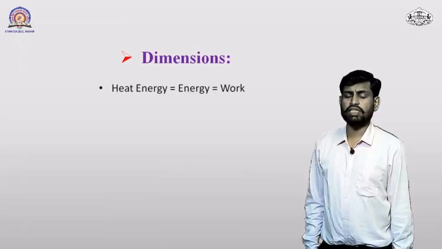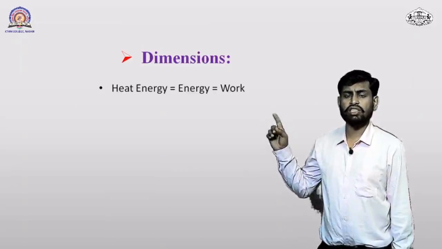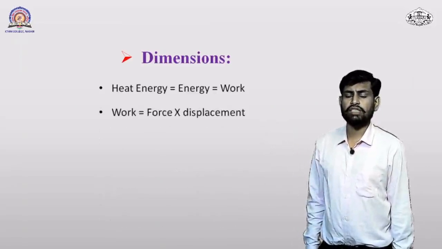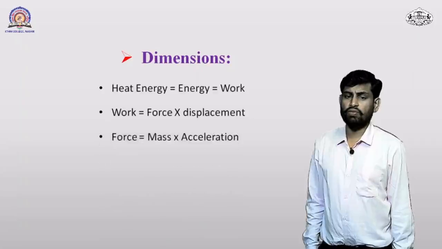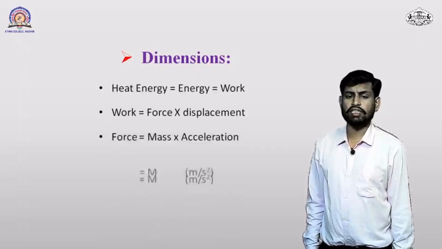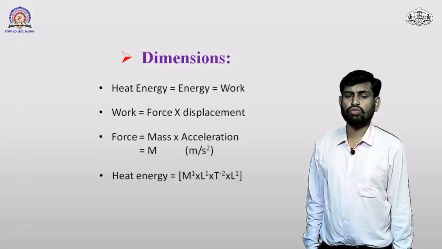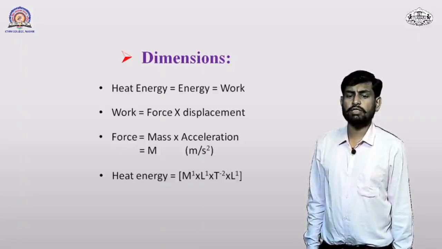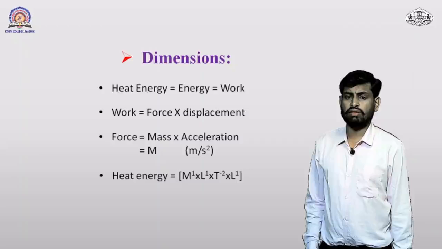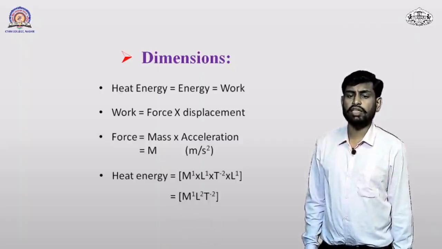Dimension: heat energy is equal to work. Work is equal to force times displacement. Force is equal to mass into acceleration. The unit of acceleration is meter per second squared. The dimension of heat energy is mass raised to 1, into L raised to 1, into T squared. Displacement is also length, and L raised to 1 gives M raised to 1, L squared and T raised to minus 2. That is the dimension of heat energy.